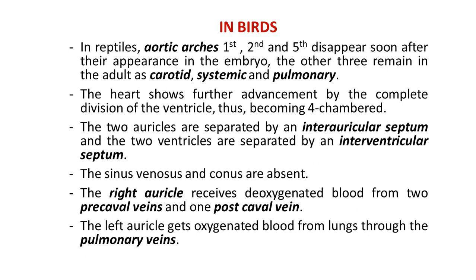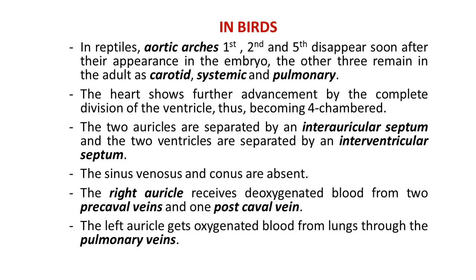Then in birds, the heart shows further advancement by the complete division of the ventricle, thus becoming four chambered. The two auricles are separated by an interauricular septum, and the two ventricles are separated by the interventricular septum. It divides both the chambers, or we can say both the auricles and ventricles, with the help of the septum. Then the sinus venosus and conus are absent in birds.